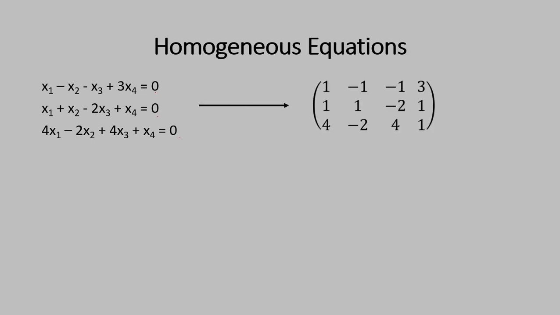We now turn our attention to homogeneous equations. Now, here we have a homogeneous equation. This homogeneous equation is always equal to 0. Right? Now, we start similarly. We use the coefficients and we get our matrix.